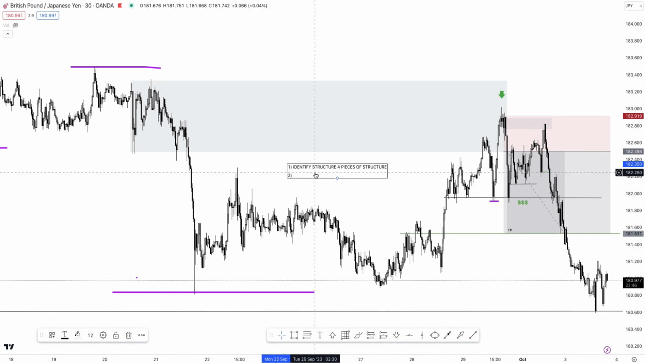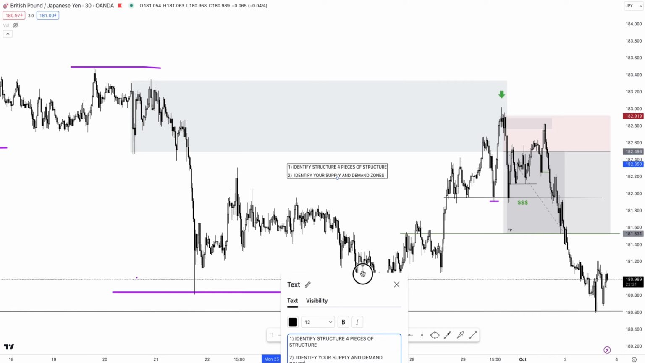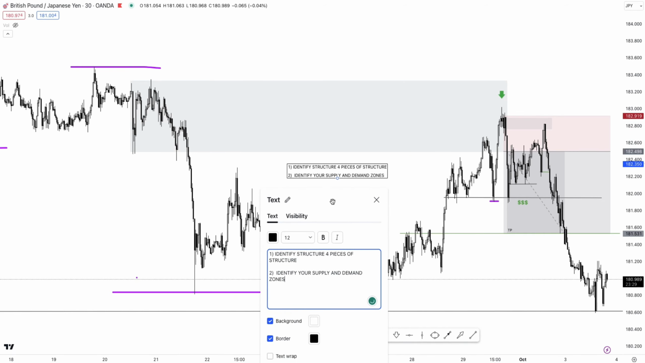So we have our structure. Step 2, supply. Identify your supply and demand zone, or zones. And we did there, that gray box. On another time frame, that was a gap, and it rejected off of that gap. It came off of that gap.